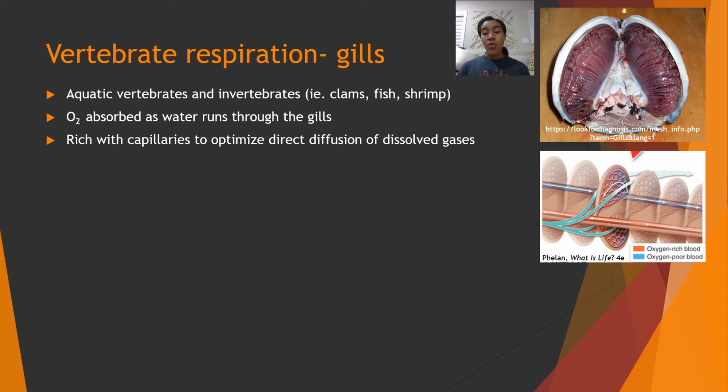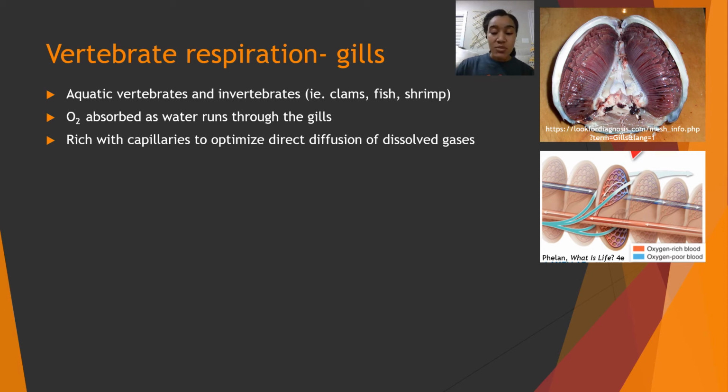Well, one problem with water is that it doesn't have as much oxygen saturation as air. The amount of oxygen in water is only 5% of what you would find in air. So fish and other aquatic animals that have gills need to be able to extract as much oxygen from the water as they possibly can. And they do this by absorbing oxygen as water flows past their gills.